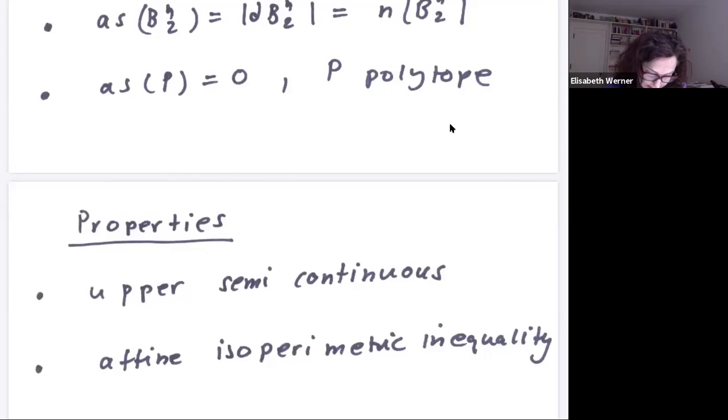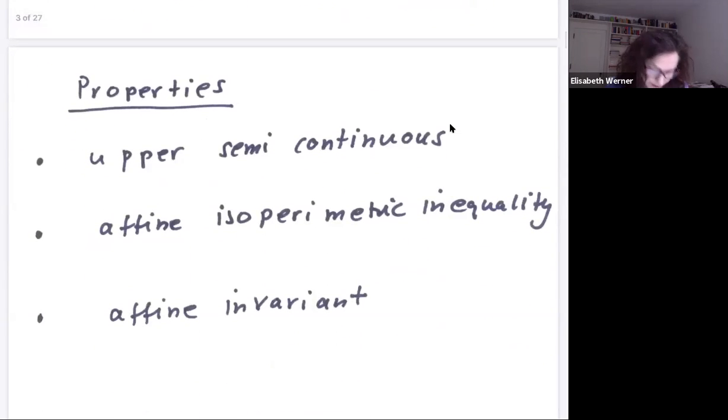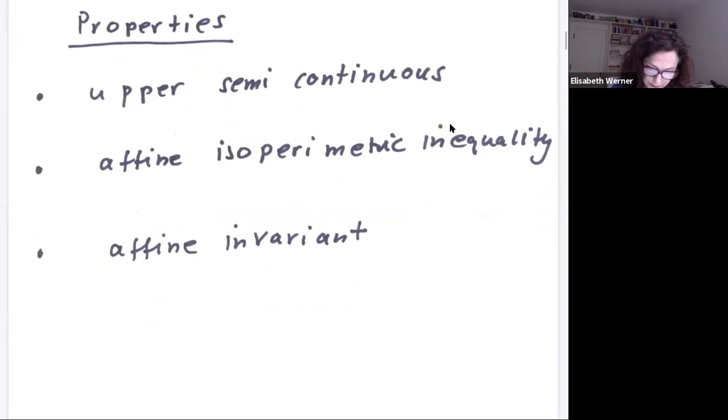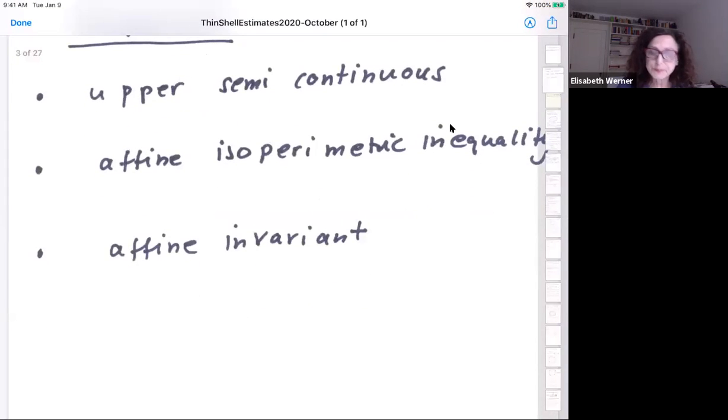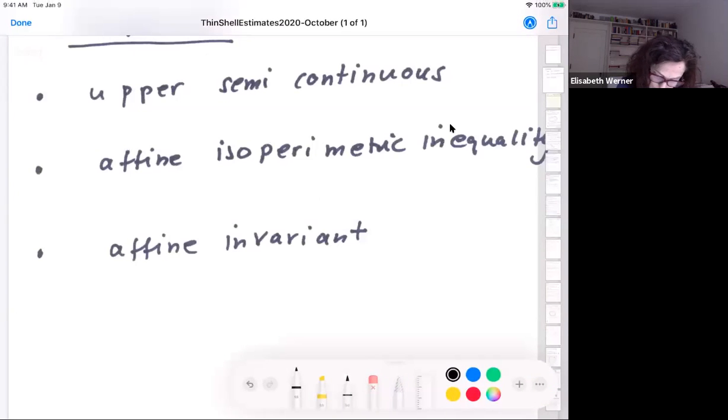And lastly, I want to mention that it is an affine invariant, which basically is indicated by the name affine surface area. So it is an affine invariant. Let me comment a little bit on that. So if we look at the definition again, notice, so I'm writing the definition again.